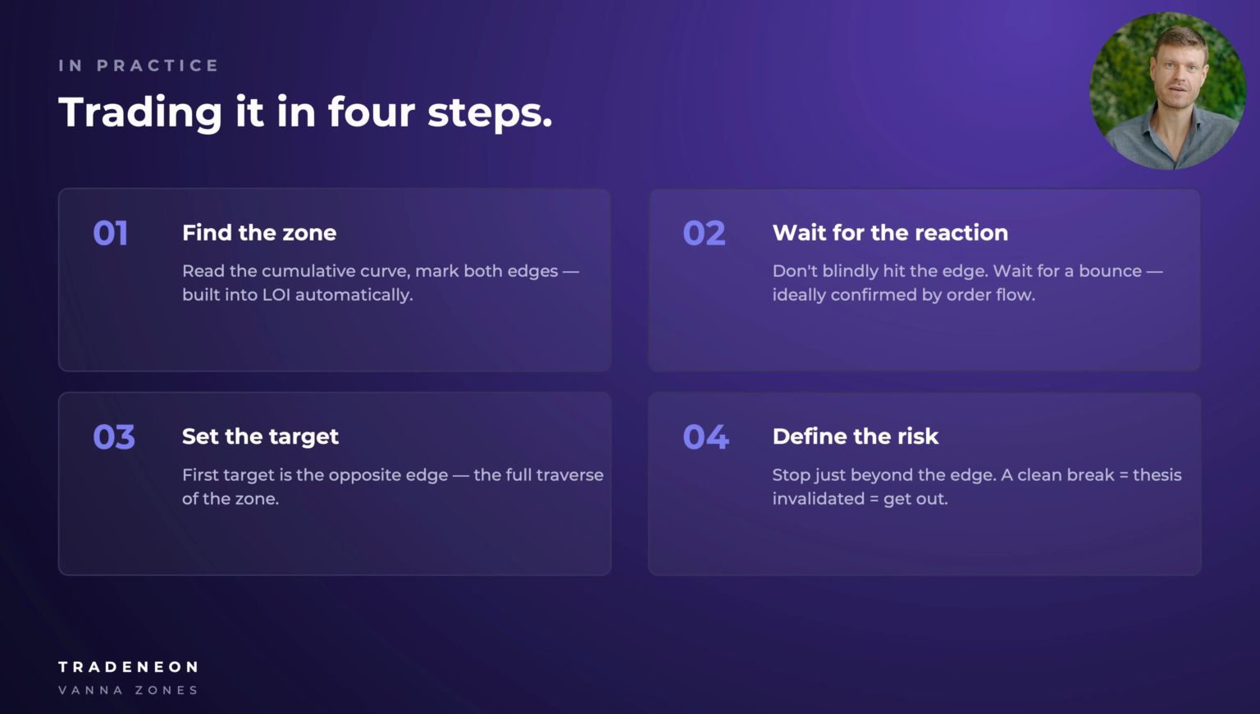Now to the part you've probably been waiting for. How do you actually trade this? 4 steps. Step 1. Determine your zone. You open the cumulative Vanna chart, look at the direction of the curve, and identify where the zone begins and where it ends. These two edges are your decisive levels. Mark them cleanly on your chart.